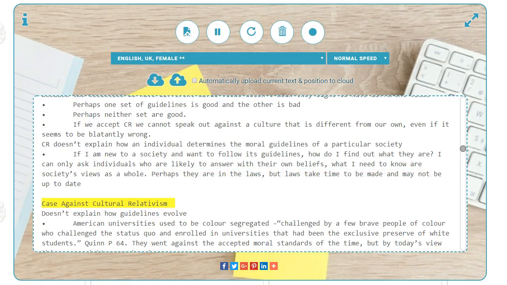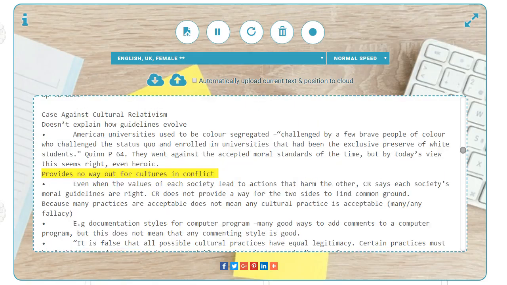Case against cultural relativism: it doesn't explain how guidelines evolve. American universities used to be color segregated, challenged by a few brave people of color who challenged the status quo and enrolled in universities that had been the exclusive preserve of white students. Quinn p. 64. They went against the accepted moral standards of the time, but by today's view this seems right, even heroic.